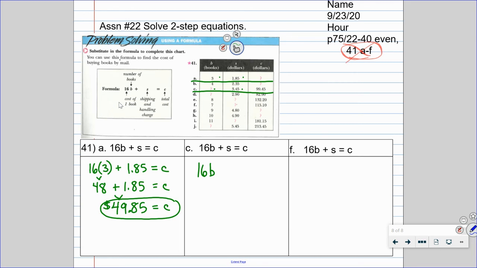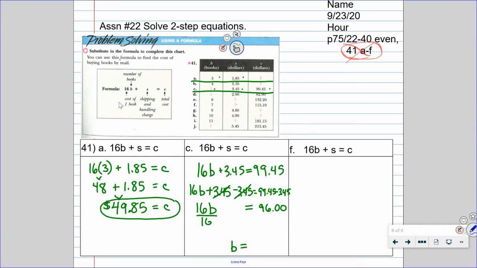Now let's look at letter C, where the number of books is not known. But we do know the shipping cost is $3.45, and the final cost was $99.45. Now this looks very similar to what we've just done. Our goal would be to find out what B is, but what part of that $99 has nothing to do with the 16 books? Well, that would be the $3.45. So let's go ahead and subtract, I'm running out of space here, $3.45 from each side. That leaves us with the $16 per book equaling $96 exactly.